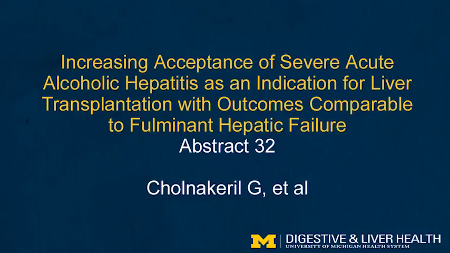So one of the other areas of debate that kind of comes along with advanced alcoholic liver disease is should we or should we not be transplanting patients who have alcoholic hepatitis. So alcoholic hepatitis often co-occurs sort of on top of alcoholic cirrhosis.